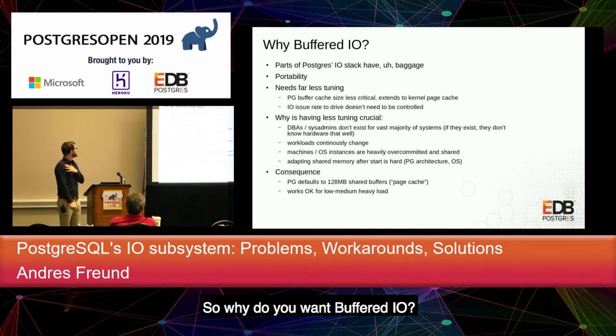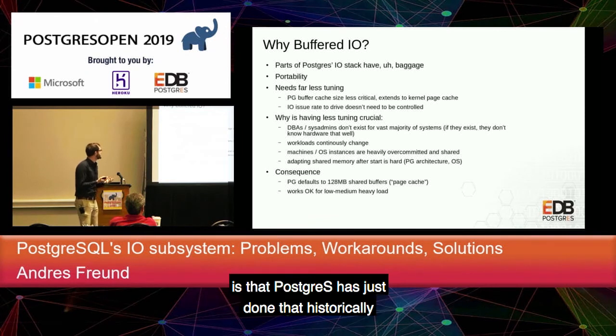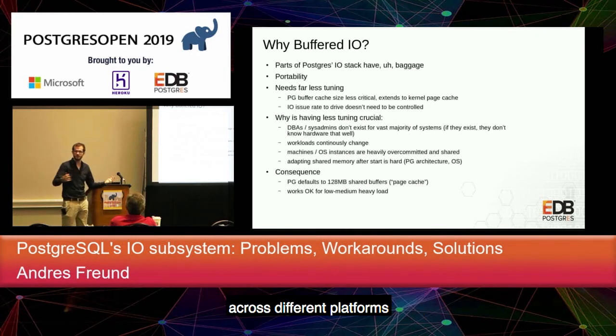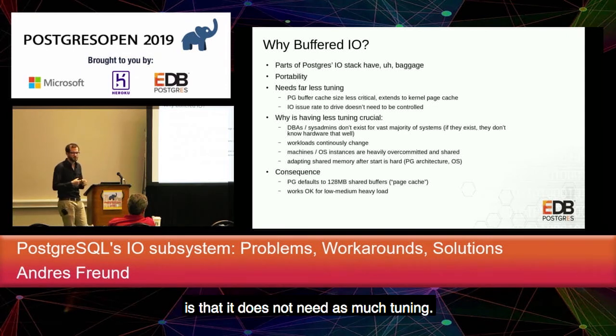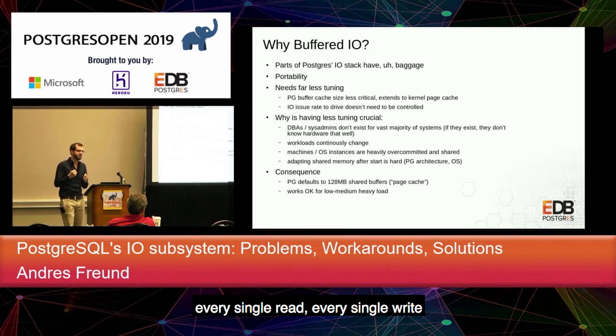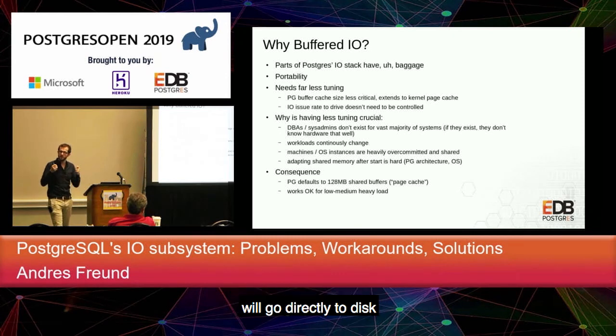So why do we want buffered I/O? One reason is that Postgres has just done that historically, and it's actually hard to do all of this across different platforms without buffered I/O. But I think the most important is that it does not need as much tuning. If you don't use the kernel page cache, every single read and every single write that is not going through Postgres' buffer cache will go directly to disk and will take a long time.